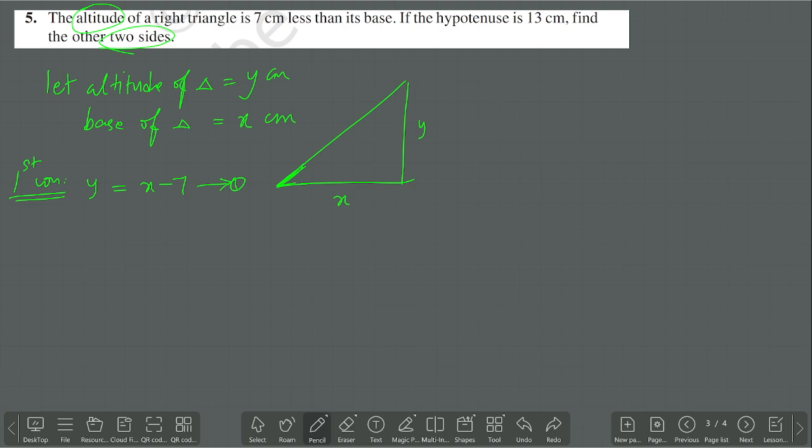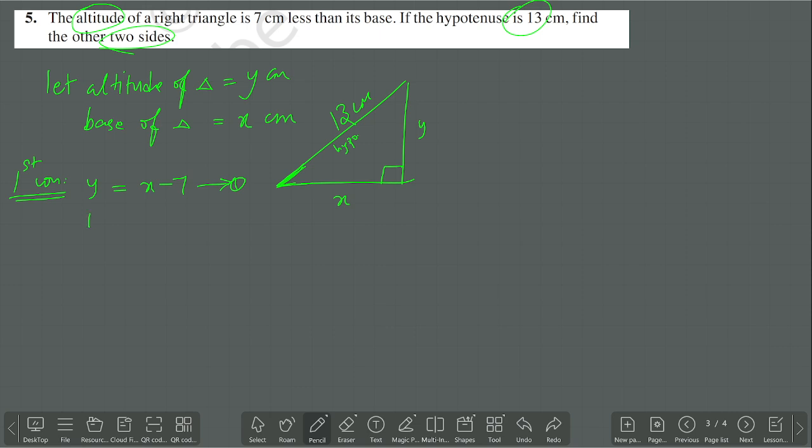The side opposite the 90 degree angle is called the hypotenuse. Am I right? Then what about the hypotenuse here, when I have x and y as the other two sides? Oh, they have given the hypotenuse. Hypotenuse is 13. It's given.